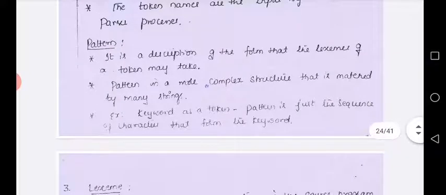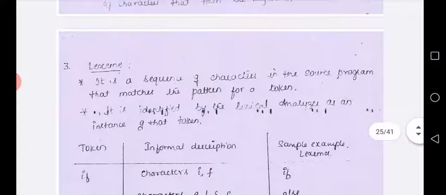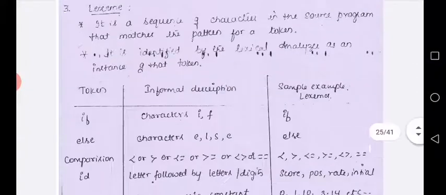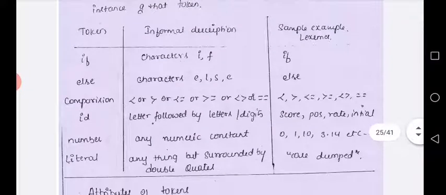Then when it comes to the pattern, how it is going to appear, the spelling or the gesture of that particular keyword or lexeme, we are considering it as a pattern. Regarding that we have an explanation. The lexeme is nothing but a group of characters. Here we have one table which will explain this concept in a better way. Token, information, description, that is nothing but the pattern, and later a sample example lexeme we are having.